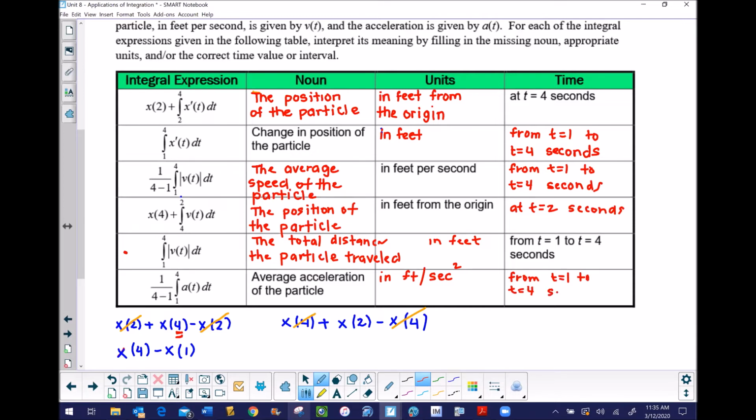All right. And that pretty much wraps up all of section 8.2, you guys.